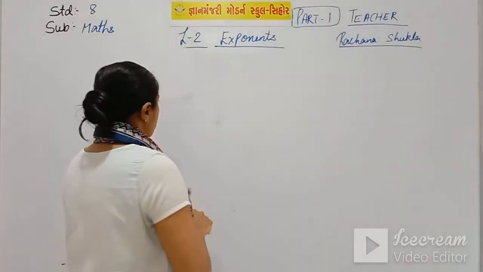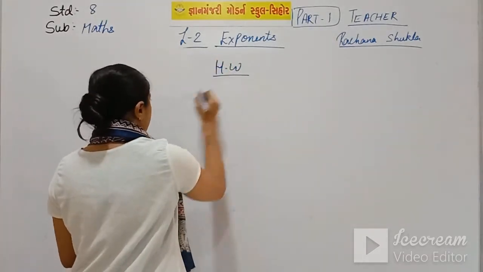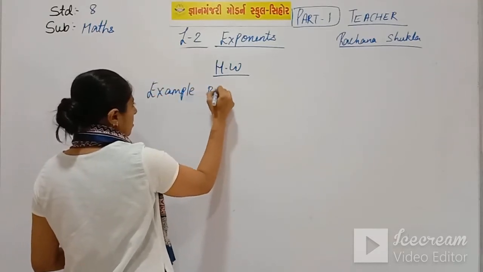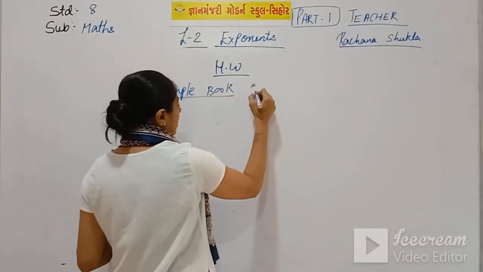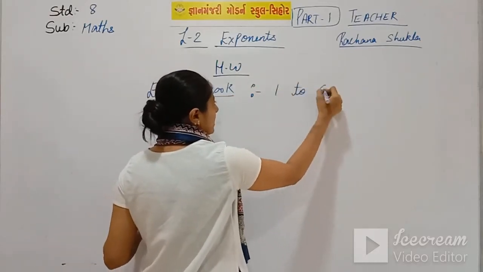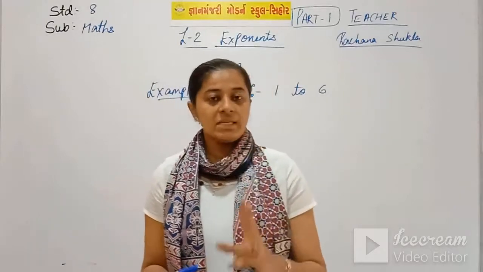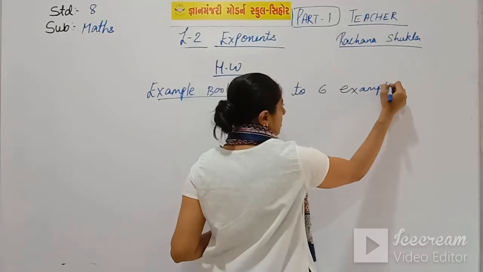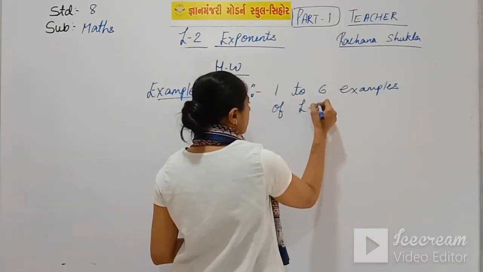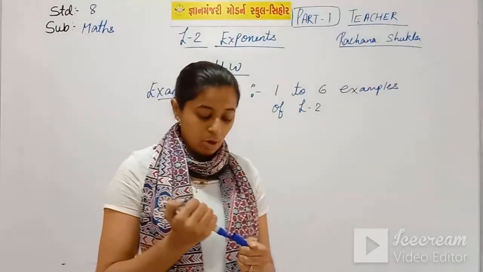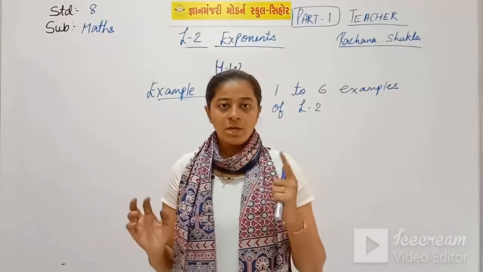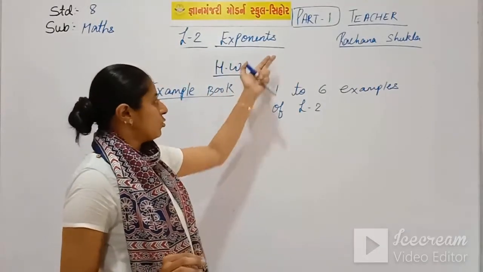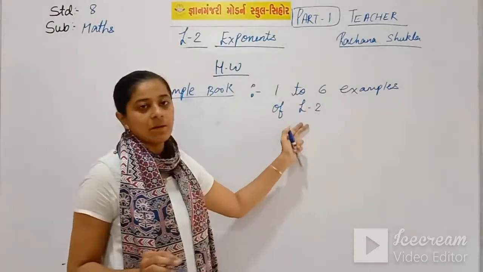First of all, for today's homework, in example book, you will note down 1 to 6 examples of lesson number 2. Because you have already completed all your examples of lesson number 1, you will start lesson number 2, example 1 to 6.